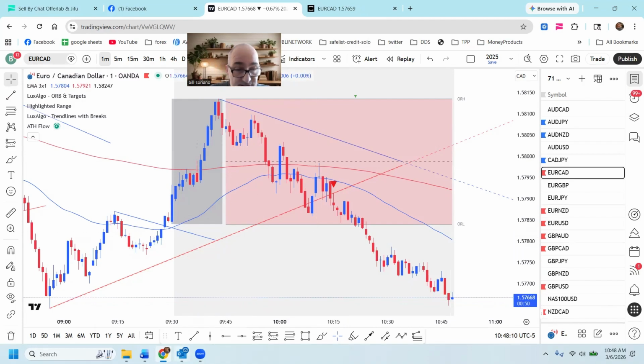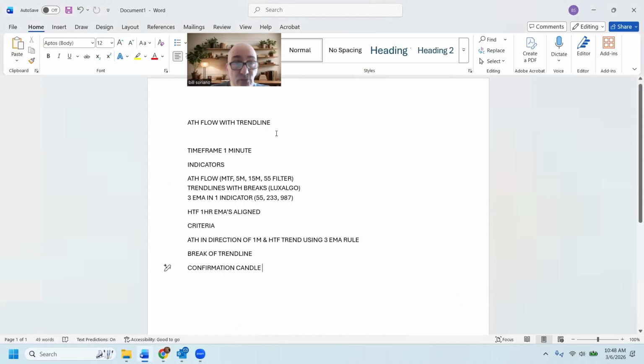So I'm going to finish this up for now. Let's just do a brief review. This is ATH Flow with the trend line. We're on the 1 minute time frame. You could do the 5. Our indicators are the ATH Flow with the multi-time frame box, the 5 minute to 15 minute and 55 filter. We have the trend line with breaks, LuxAlgo, that paints our trend lines for us. We have the 3 EMA and 1 indicator with the 55, 233, 987.